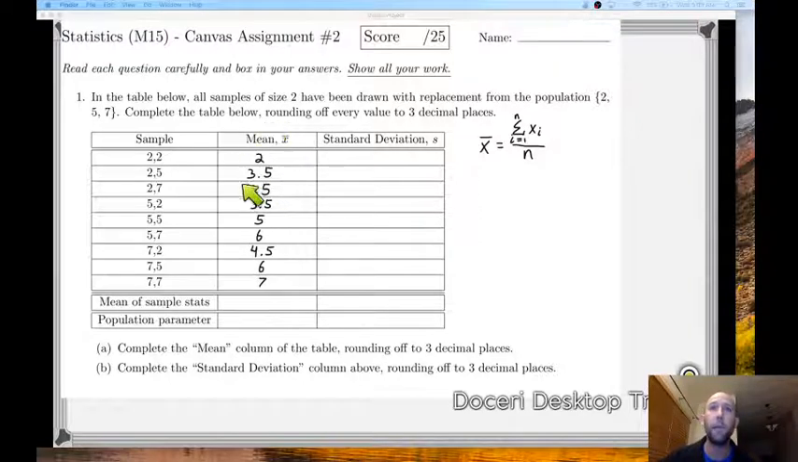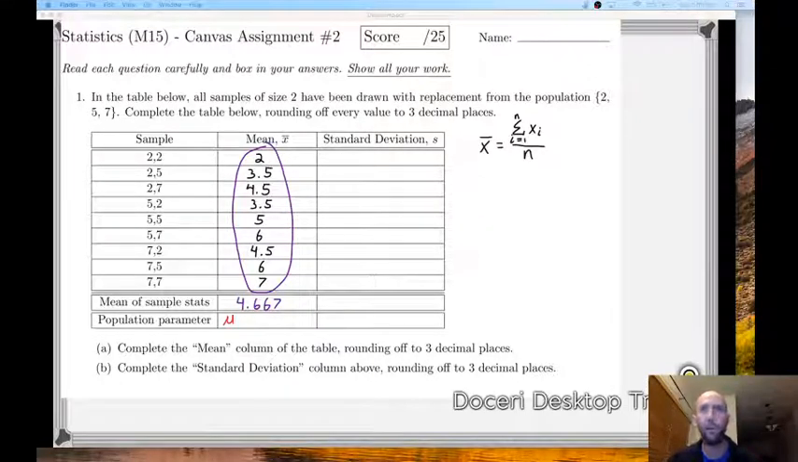So now we have the sampling distribution of the means laid out. Now let's take the mean of all of these sample stats. We're going to take these 9 values, add them all together, and divide by 9 to take their mean. In doing so, we get 14 thirds, which rounds off to 4.667. Next, what we want to do is take a look at the population parameter and see what that's equal to.